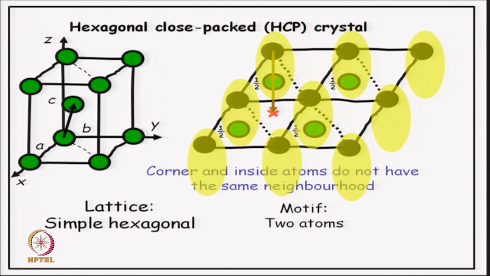Just giving the number of atoms in the motif is not a complete description of the motif. So, in the next video we will see that, to complete the description of the motif, we should also give their position with respect to the lattice point. So, we will calculate this position for this particular example in the next video.